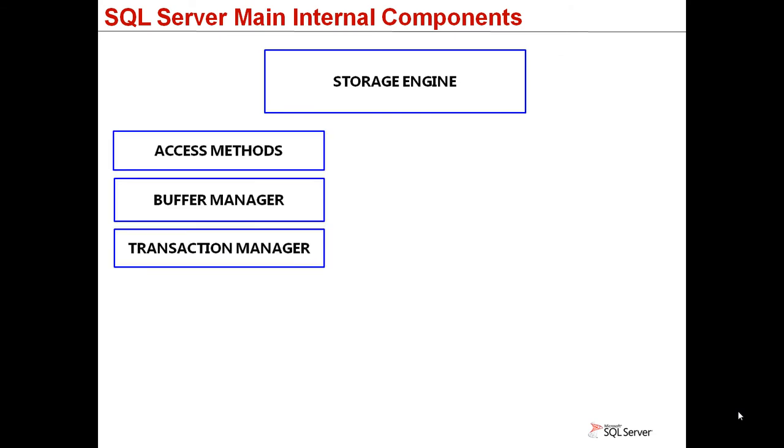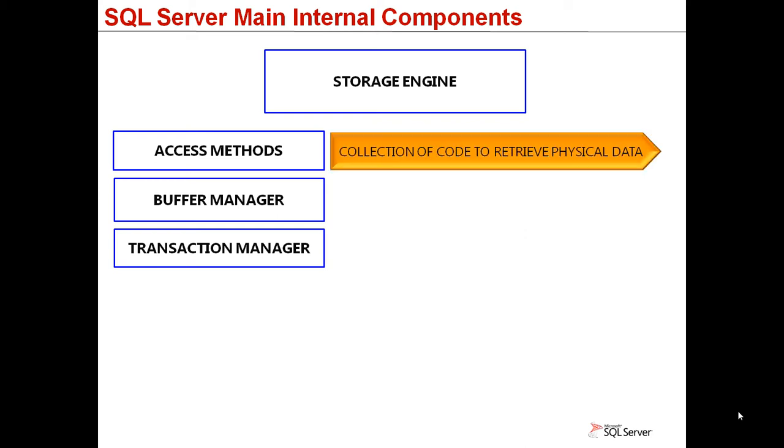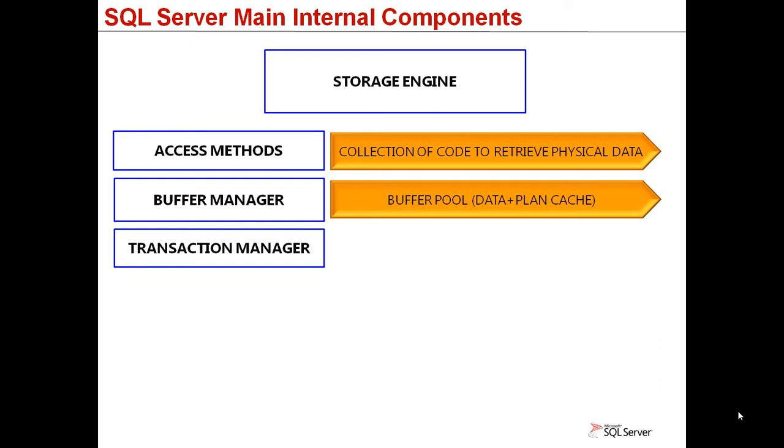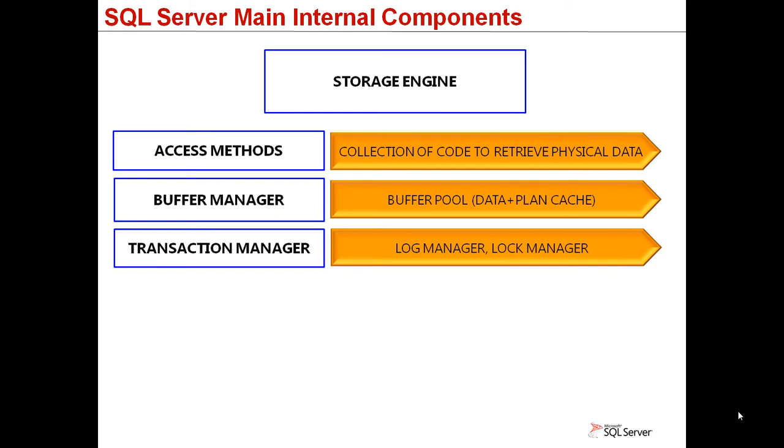And the storage engine is composed of the access methods, the buffer manager, and the transaction manager. The access method is a collection of code for data retrieval, as I said before in the query lifecycle. The buffer manager contains the buffer pool, which is the main memory consumer, and also the data and plan caches. And the transaction manager governs the log and lock manager. These are, in summary, physical operations. Now, you may be asking why we did not use the log and lock manager in the query lifecycle. That was because the query was a simple select statement, so there was no data change at all.